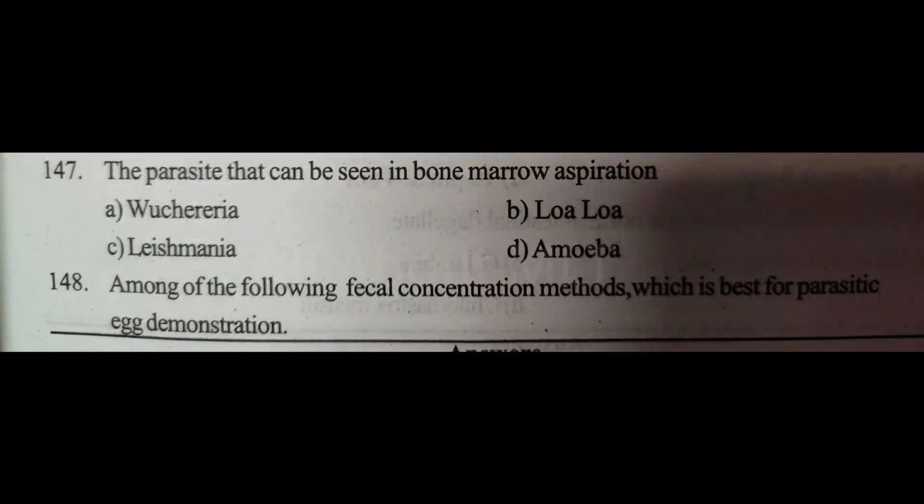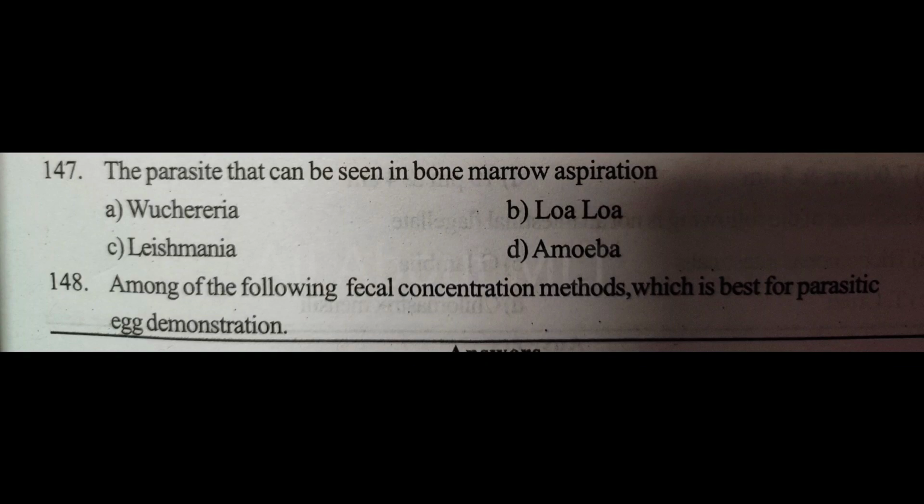The parasite that can be seen in bone marrow aspiration. Option A, Wuchereria, option B, Loa loa, option C, Leishmania, option D, Amoeba. Answer is option C, Leishmania.